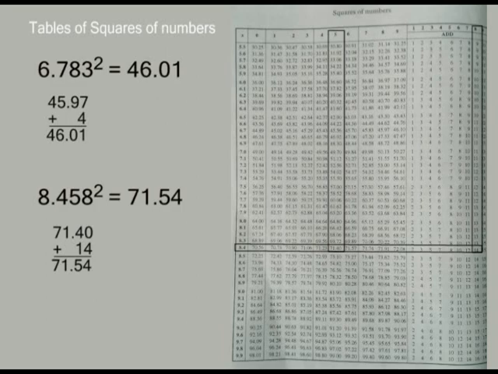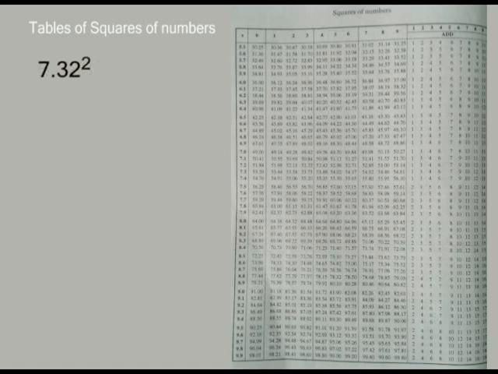From this table, you realize you can only find the square of numbers with a maximum of 3 decimal places. So if there are more, you have to round off the number. Next, 7.32 squared. First decimal place 7.3, so we are here. Next digit is 2. The column of 2 coincides with our row here. The number is 53.58. We do not have a third decimal place, so we stop there.